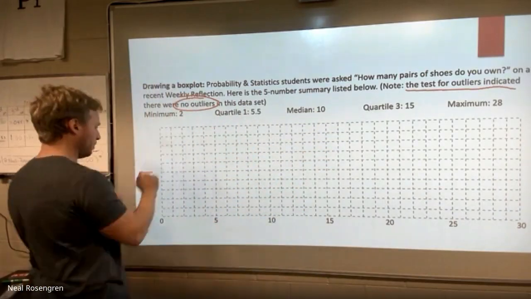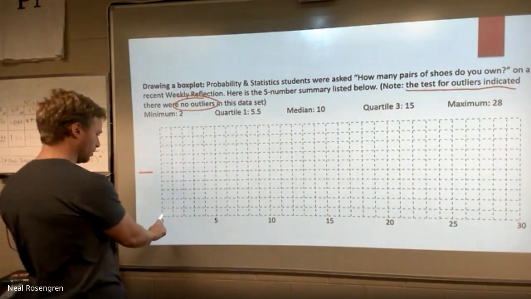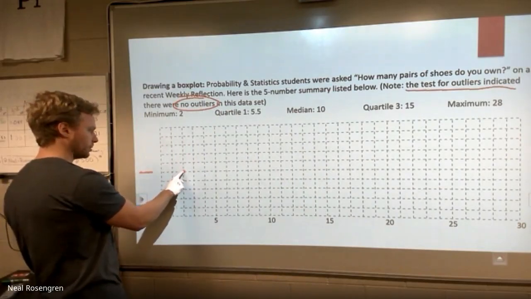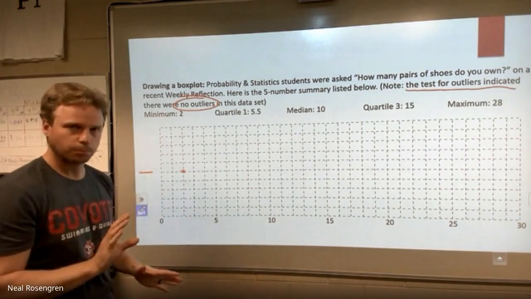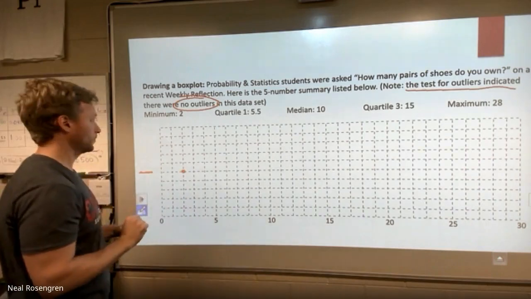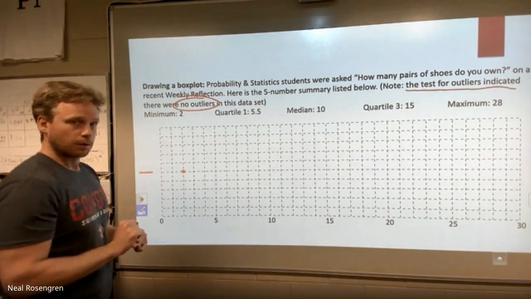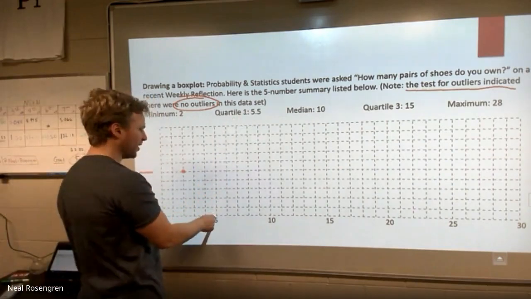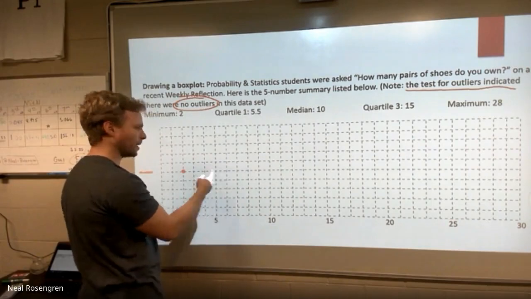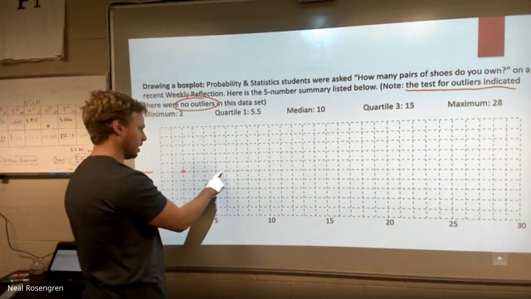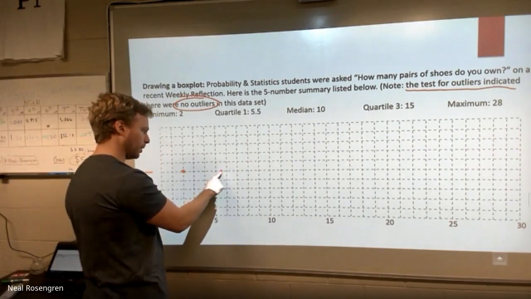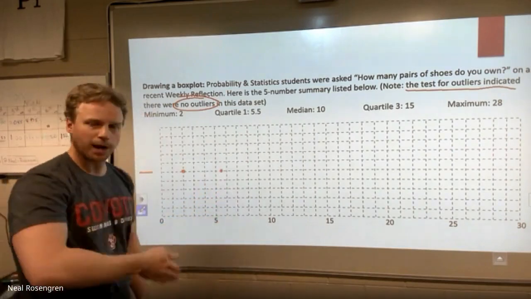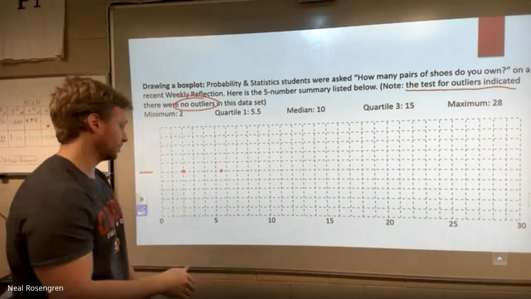So my minimum is 2, okay? So I'm going to go 0, 1, 2. I'm just going to put a small point right there. Next one's 5.5. So if that's 5 and that's 6, I might as well go halfway between. Again, a super small little point right there. I'm probably making it even bigger than I need to, because remember, with these box plots I'm just going to draw vertical lines at those spots, okay?